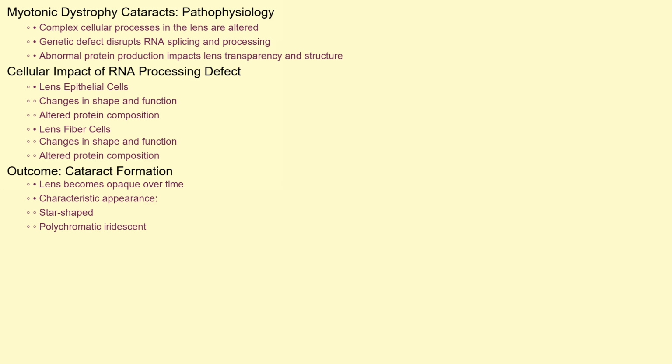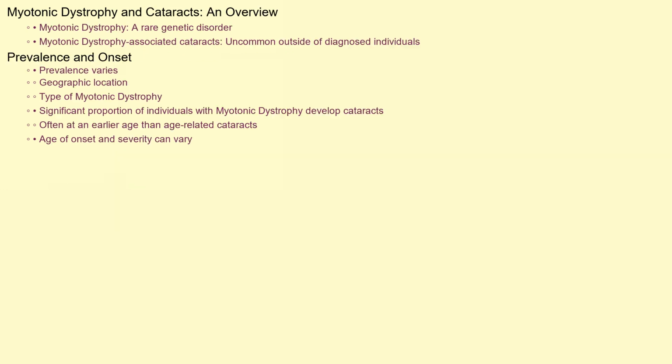The pathophysiology behind myotonic dystrophy-associated cataracts is complex, involving altered cellular processes within the lens. The genetic defect disrupts RNA splicing and processing. This results in the abnormal production of proteins which are essential for lens transparency and structure. Specifically, the disruption affects the lens epithelial cells and fiber cells, leading to changes in their shape, protein composition, and overall function. Over time, these changes cause the lens to become opaque, resulting in the characteristic star-shaped or polychromatic iridescent appearance of these cataracts.